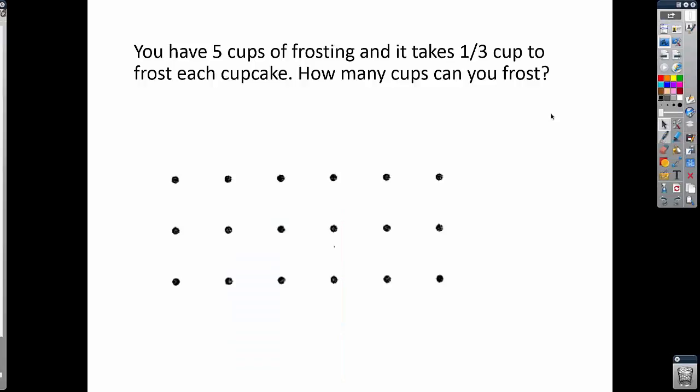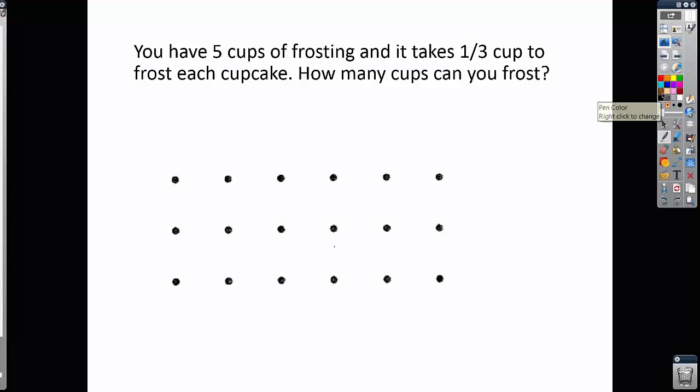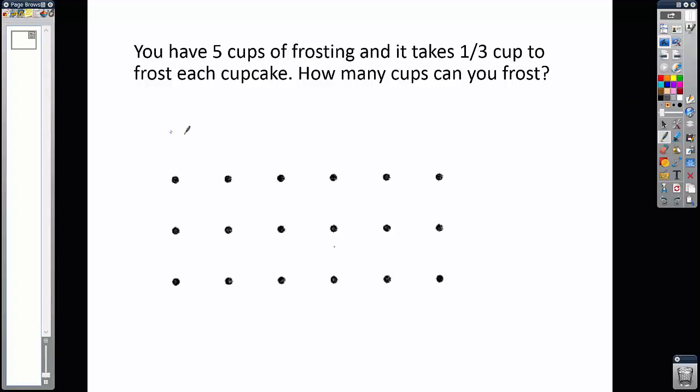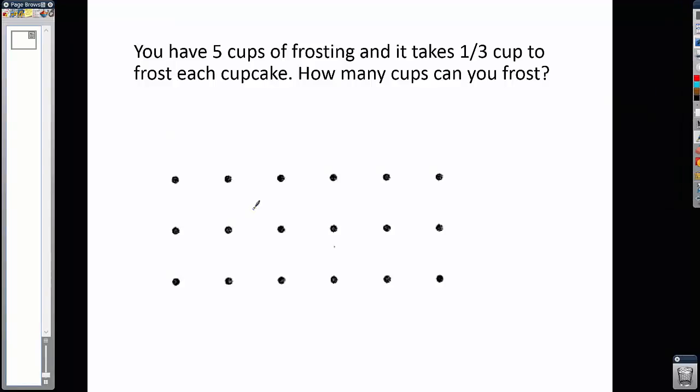So here's the same problem just shown in a different way using a dot method. And I really like this because I think it gives a clear visual of how you're dividing a whole, related more to a bar model. And the problem says you have 5 cups of frosting. It takes 1/3 cup to frost each cupcake. How many cupcakes can you frost? Well, we know that the problem tells us you have 5 wholes divided by 1/3.